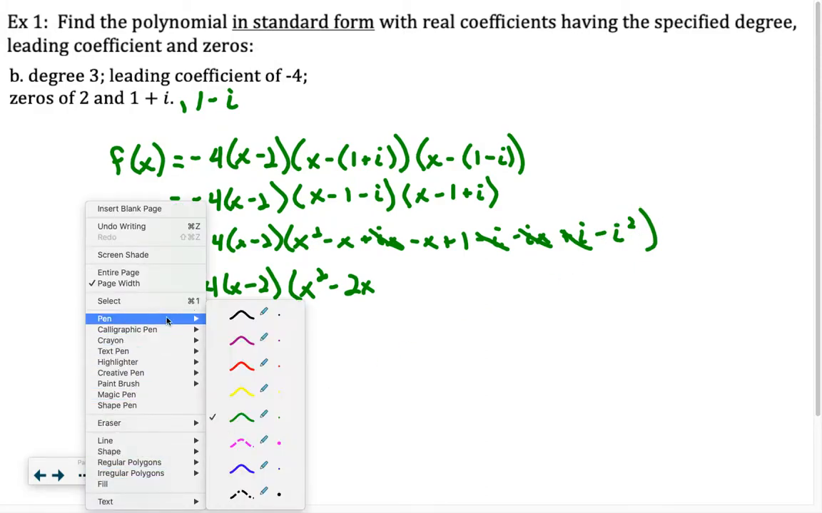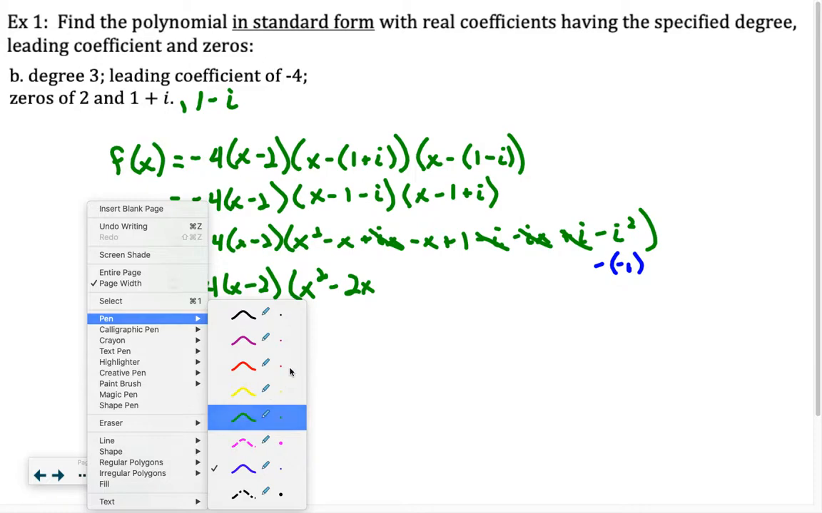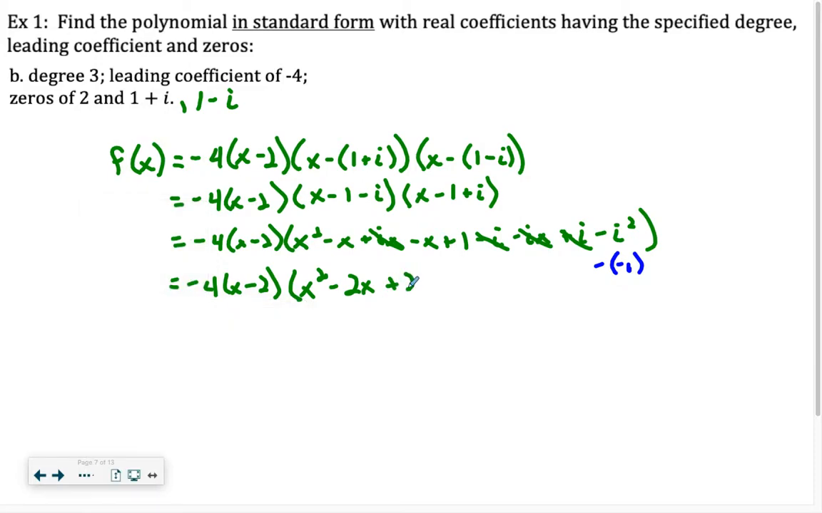And remember, i squared is equal to negative 1. So this would be minus negative 1. So we actually have 1 minus negative 1. 1 minus negative 1 would be 1 plus 1. So this would be plus 2.